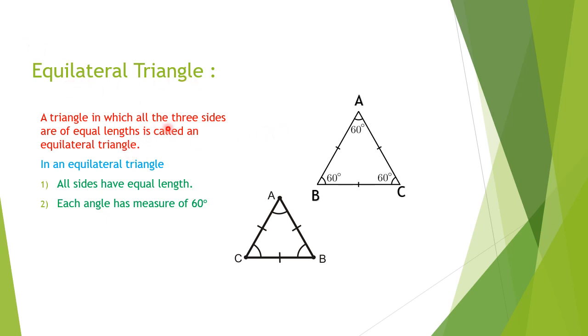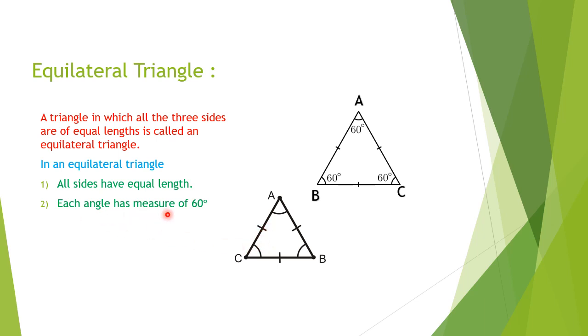So, the equilateral triangle. A triangle in which all the three sides are of equal length is called an equilateral triangle. Here it is an equilateral triangle, and you can see a cutting-like mark on each side. So it means all the sides have equal length. In an equilateral triangle, all sides have equal length. The same marking is shown, so they have the same length.